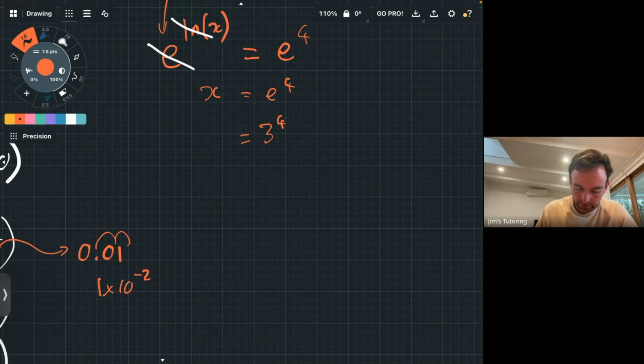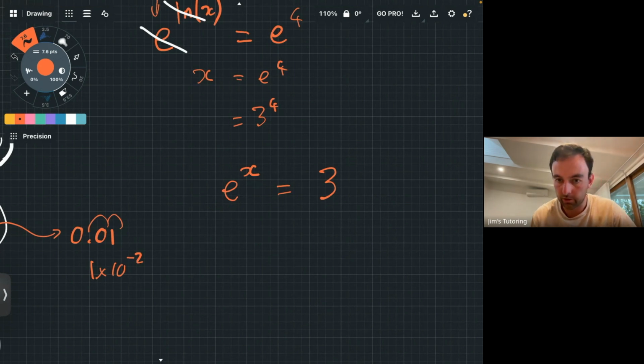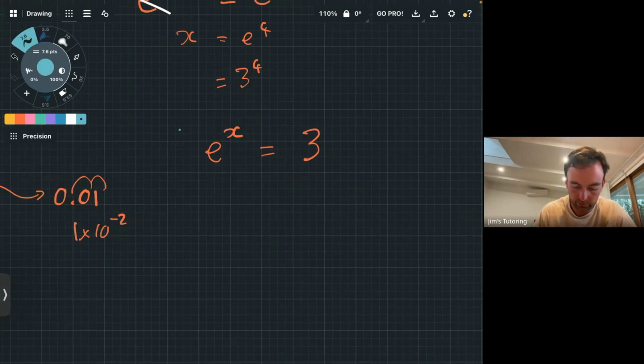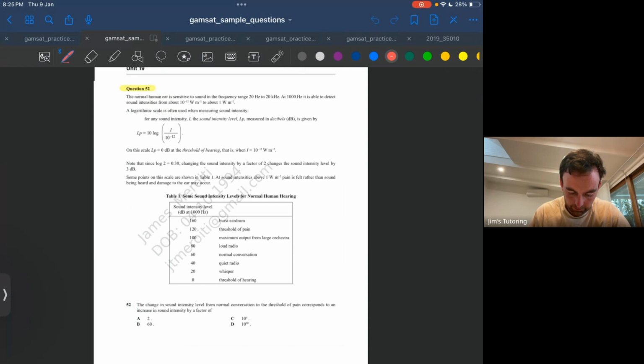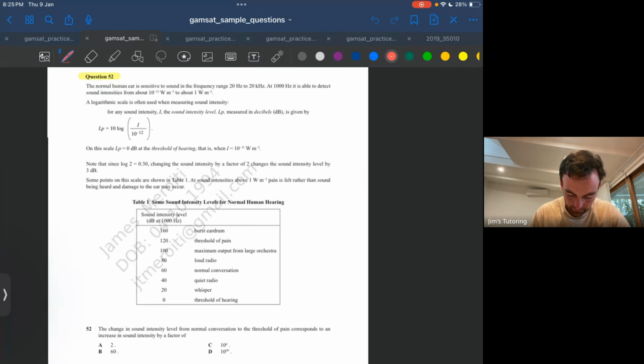And the last thing is if you have e to the power of x equals 3, then you can just take the natural log to cancel that out. So you can just use natural log of that. They will cancel out, and then x just equals natural log of 3. Okay, so all the same principles apply. If you have a really good understanding of logs with the base 10, you shouldn't really have any problems with natural logs. So we're going to start with this one.